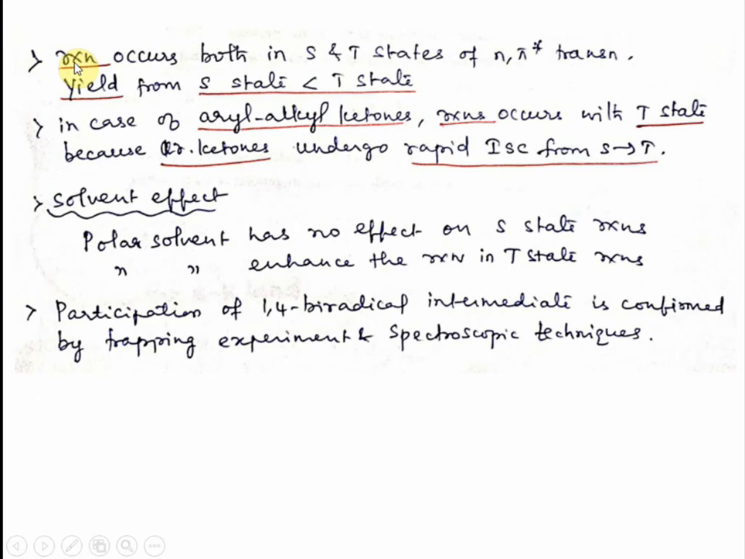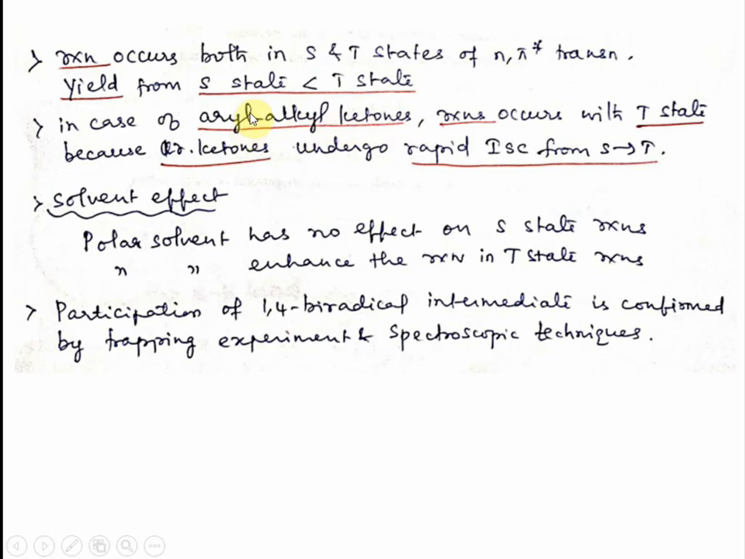This Norrish Type II reaction occurs both in singlet excited state and in triplet excited state of n to pi star transition, and the yield will be greater if the reaction occurs in triplet state when compared to singlet state. Therefore, yield from singlet state will be less when compared to triplet state. In case of aryl alkyl ketones, the reaction occurs with triplet state because aromatic ketones undergo rapid intersystem crossing from singlet excited state to triplet excited state.